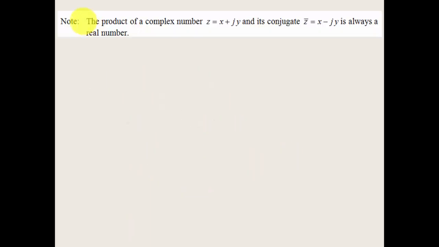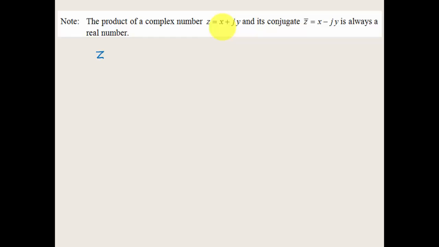Now I'd like to bring to your attention that if I have a complex number z, where z is x plus jy, and I have its conjugate, which is x minus jy. Now remember that when you conjugate a complex number, you just need to change the sign of the imaginary part. If I were to take z and multiply to its own conjugate, my final answer is always a real number. That means the final answer should not contain a j. I'm going to prove it to you.